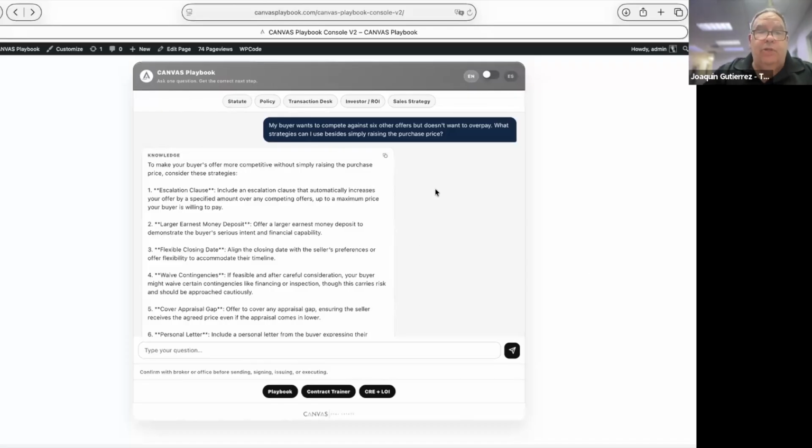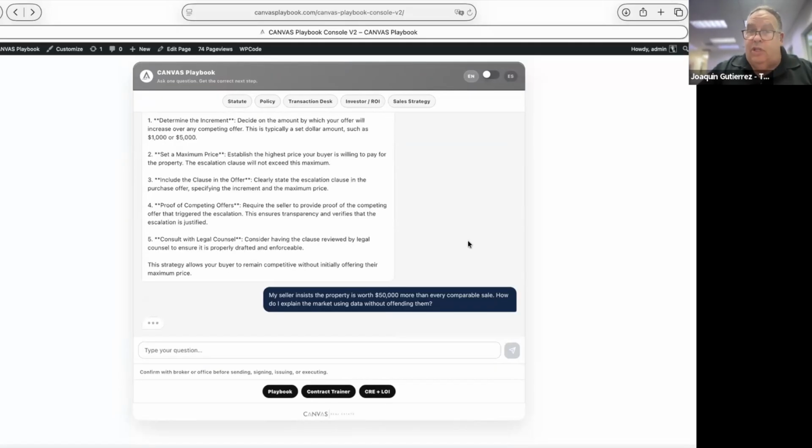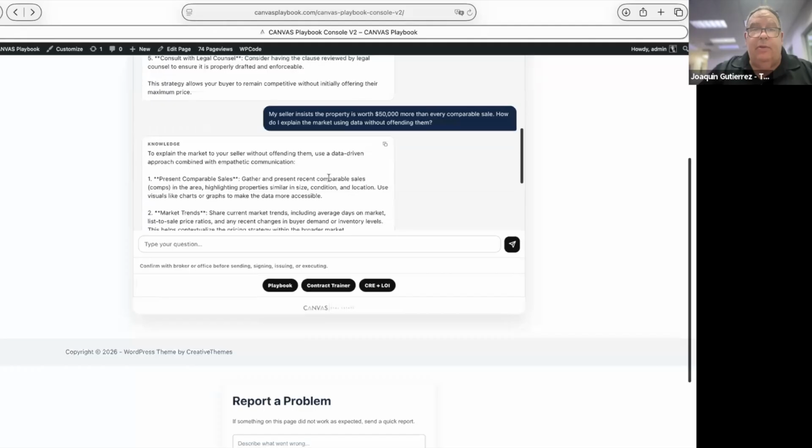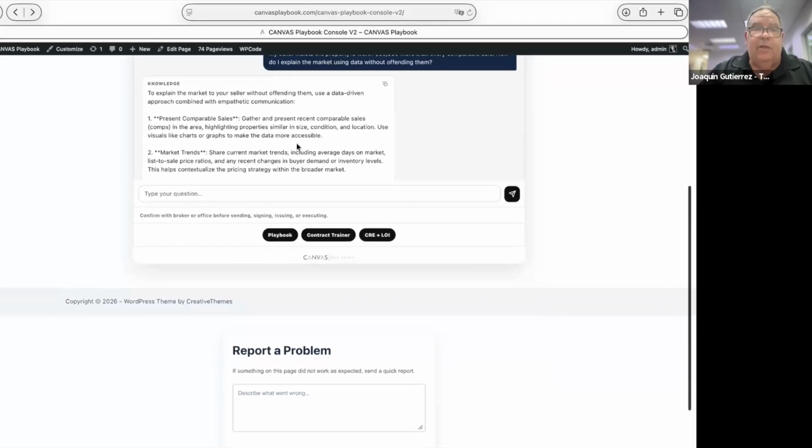So another question. My seller insists that the property is worth $50,000 more than every comparable sale. How do I explain the market using data? All right, let's go in here and type the question. If you notice, some of these come back very quickly and some of them take a couple minutes, right? Well, that came pretty fast anyway.